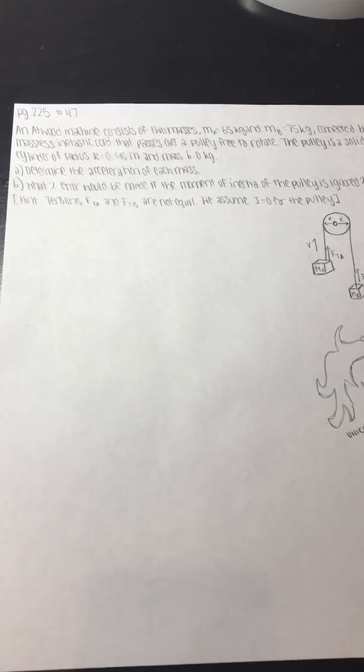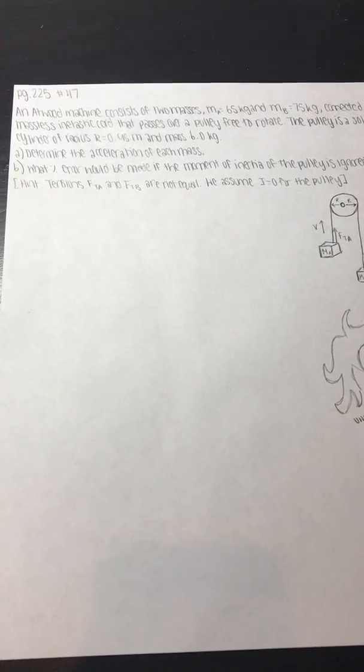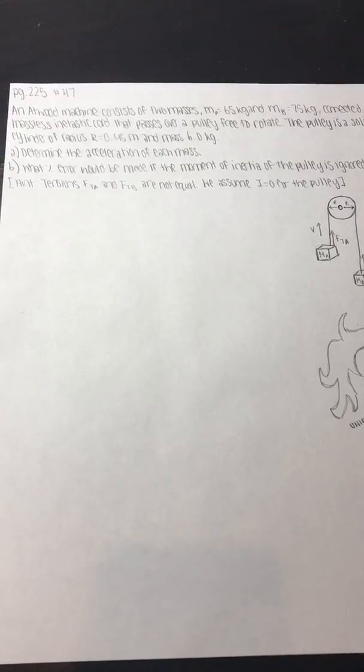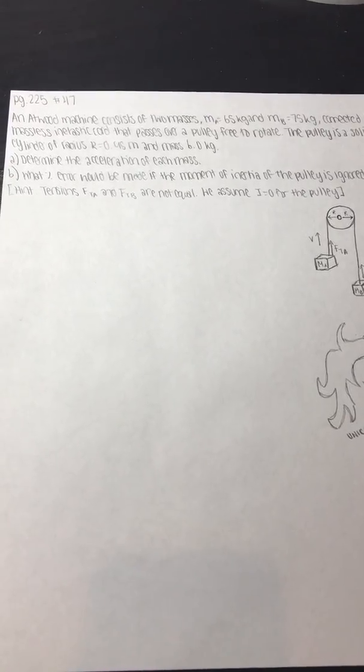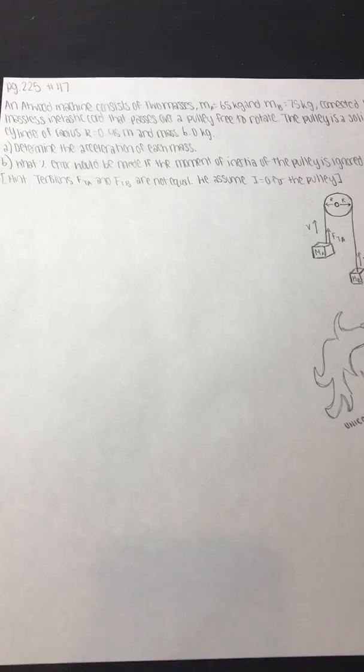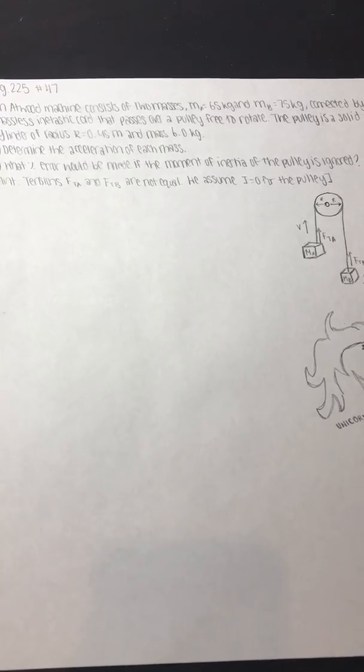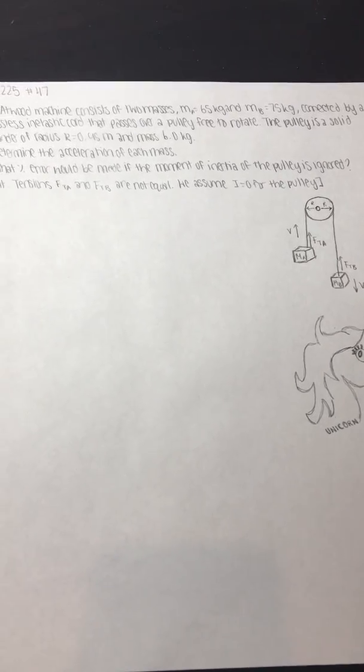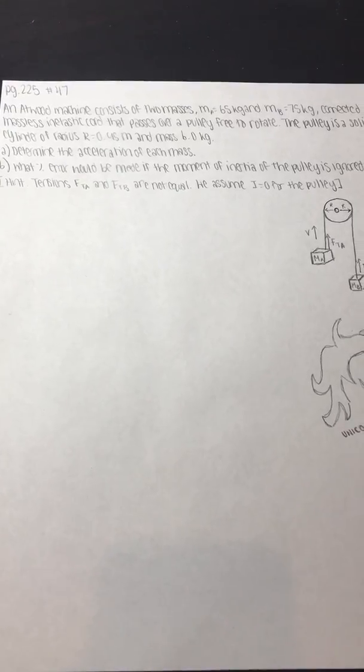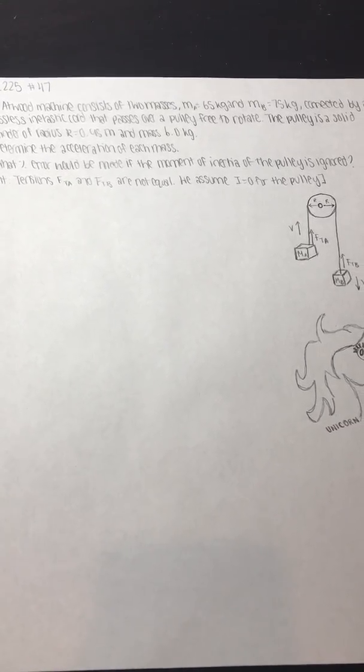Hi guys, so today I will be doing number 47 from page 225 in the AP Physics textbook. So the problem reads, an Atwood's machine consists of two masses. Mass A is 65 kilograms and mass B is 75 kilograms, connected by a massless inelastic cord that passes over a pulley free to rotate.